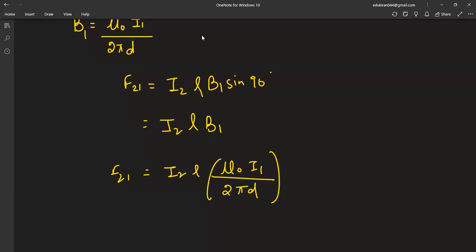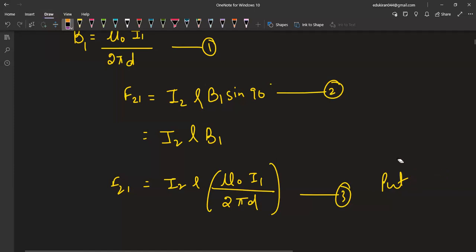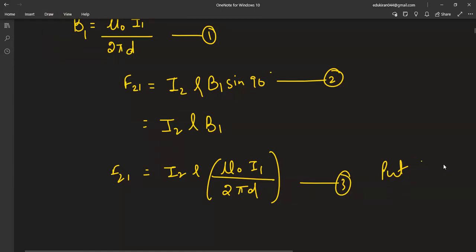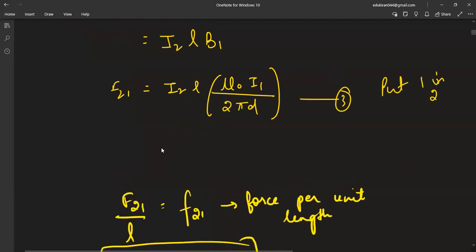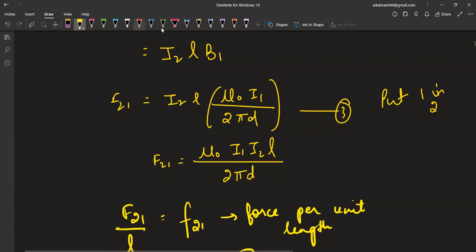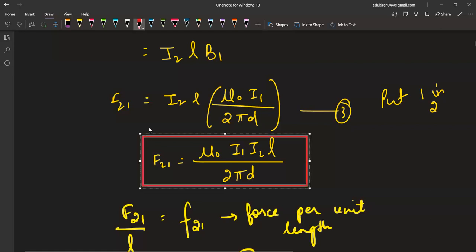In just three steps, you have your answer. First step is to find the magnetic field. Second step, put it in the formula F equals BIL. Thirdly, put in the magnetic field, put 1 into 2, and you have your final answer. Let us rearrange it for a simpler form: mu naught I1 I2 L divided by 2 pi D. This is the formula which you have to remember.